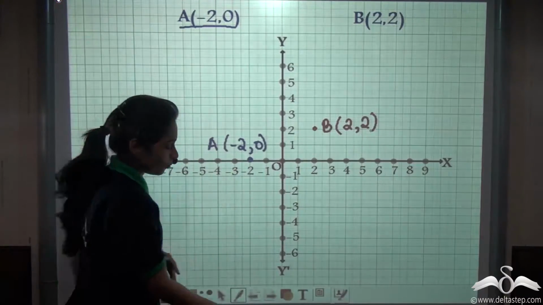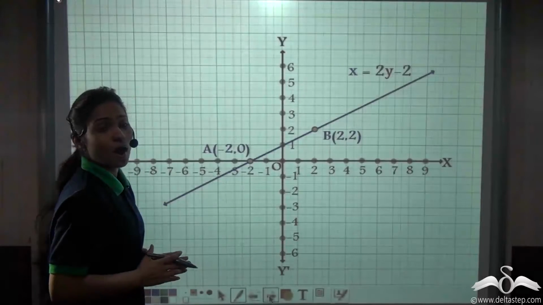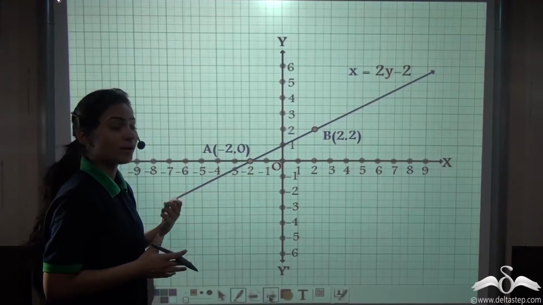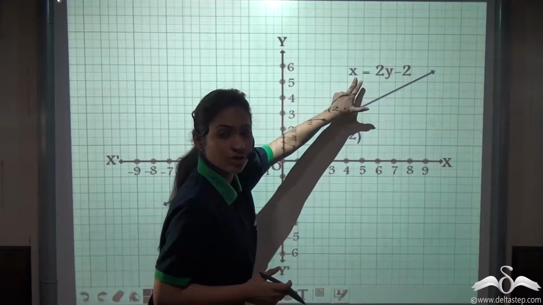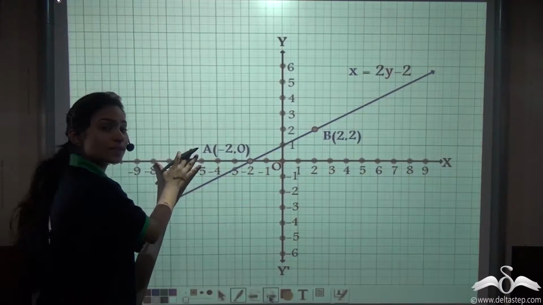Now when I join these 2 points, I can see that it is a straight line. Now, I told you that you can solve those simultaneous linear equations graphically. But here we have plotted only this equation. What about the other equation? Well, we will plot the other equation on this graph only.